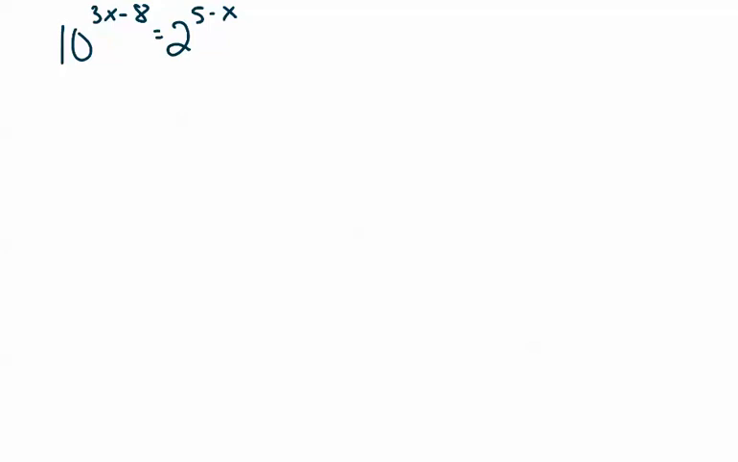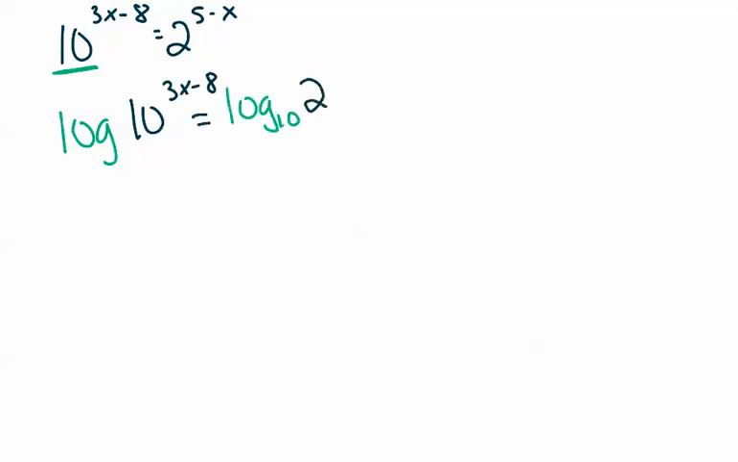So what I'm going to do is go ahead and log each side. I'm going to log each side with log base 10 because I have a base 10 right here. I could use base 2 if I want to. It doesn't matter. I'm just going to use log base 10 because why not? So now I'm going to have log base 10 of 10 to the 3x minus 8 equals log base 10 of 2 to the 5 minus x. So here, log base 10, remember there's a little teeny tiny 10 right there, so those are going to cancel out, and now I'm going to be left with 3x minus 8 equals log of 2 to the 5 minus x.